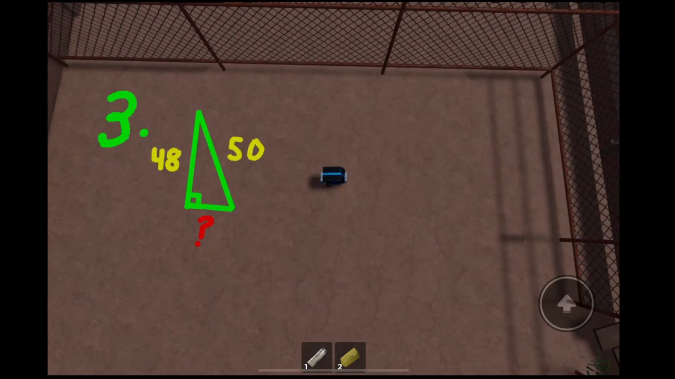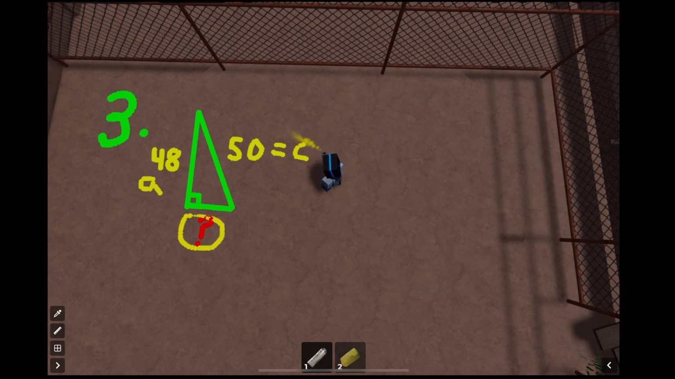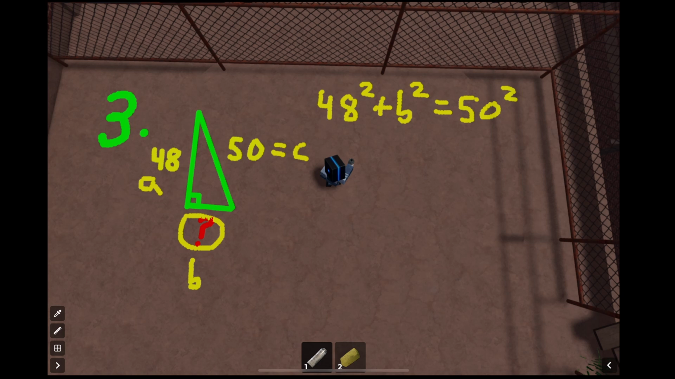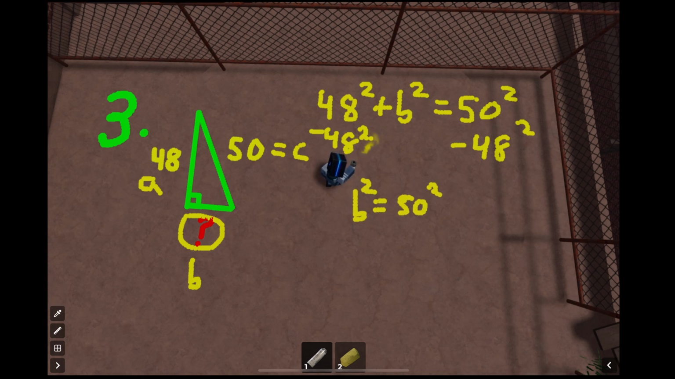The setup for this problem is a little different. Here I've given you one leg of the triangle, 48. Let's just call that A for now. I've given you the hypotenuse is equal to 50. Let's call that C. And we need to find the length of this leg. Let's just call that B and apply the Pythagorean theorem. We will have 48 squared, that's A squared, plus B squared, which we don't know at the moment, is equal to 50 squared. I'm going to subtract 48 squared from both sides so that I can isolate B squared. I'll then have B squared is equal to 50 squared minus 48 squared.